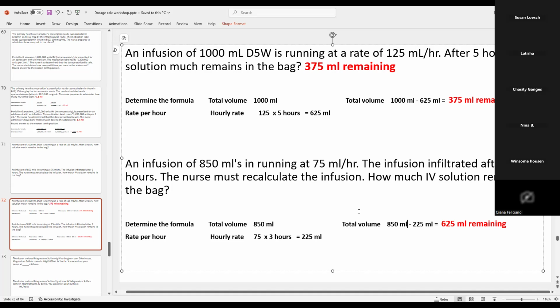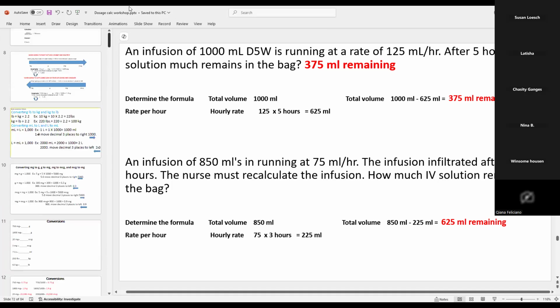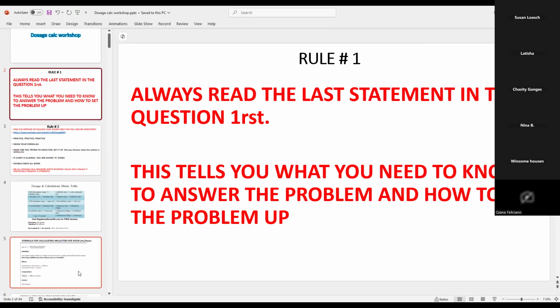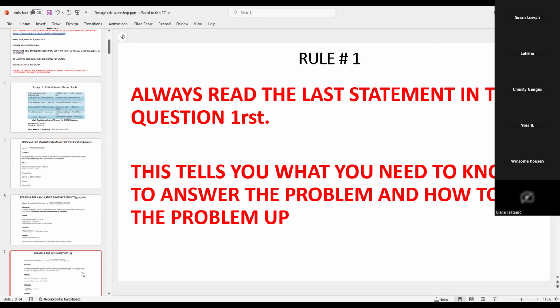and you answer something different. So remember, my hard, fast rules at the beginning is know what the question is asking you. Okay, because if you don't know that, you're not going to set the problem up right and you're not going to answer it right. So always go to the last statement in the question. Let's just look at a couple for a second.